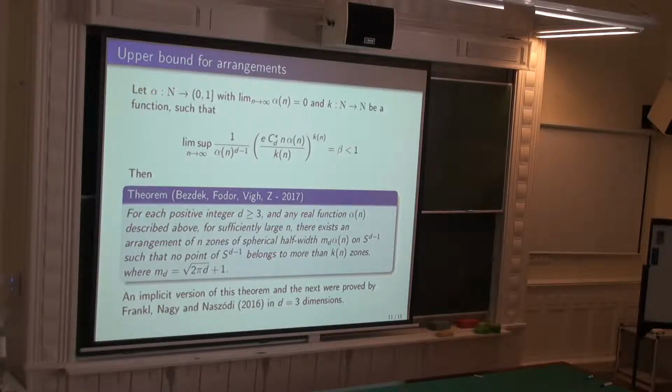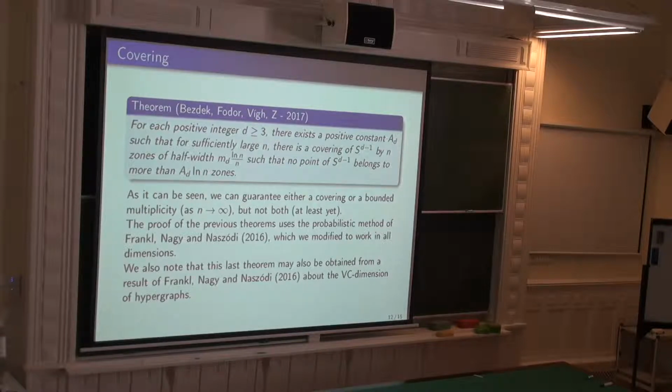An implicit version of this theorem and the conjecture on the following slide were proved by Frankl, Nagy, and Naszódi last year for 3 dimensions. So this is actually not a theorem, but a conjecture, and the priority belongs to the aforementioned authors, as they stated it in this dimension. For each positive integer d, there exists a positive constant a_d, such that for sufficiently large n, there is a covering of the sphere by n zones of half-width of magnitude log n over n, such that no point of the sphere belongs to more than order log n zones.